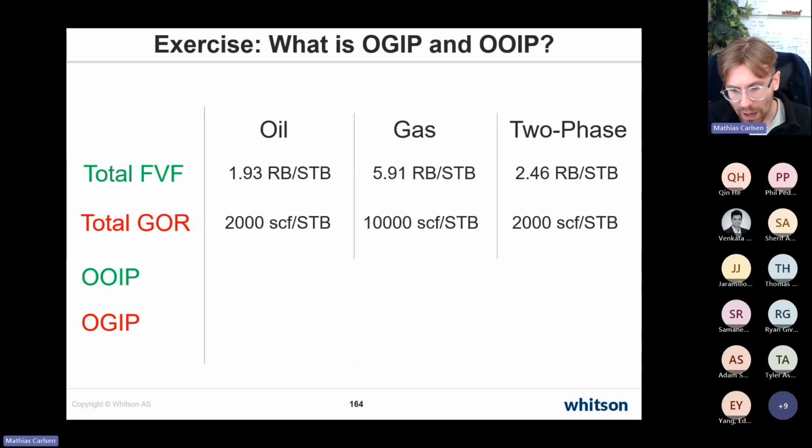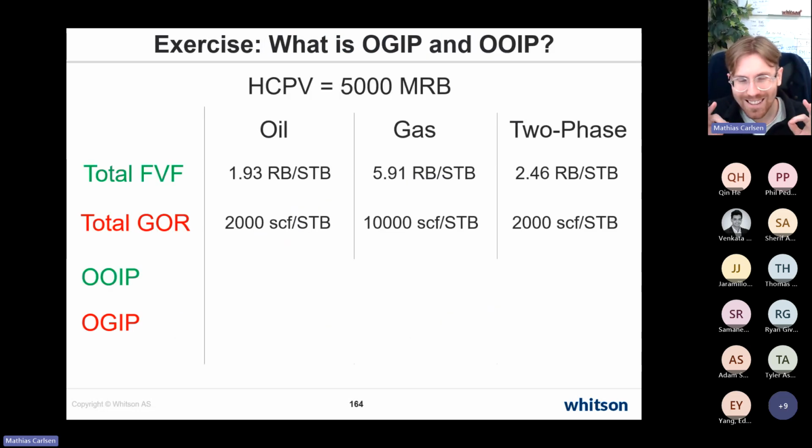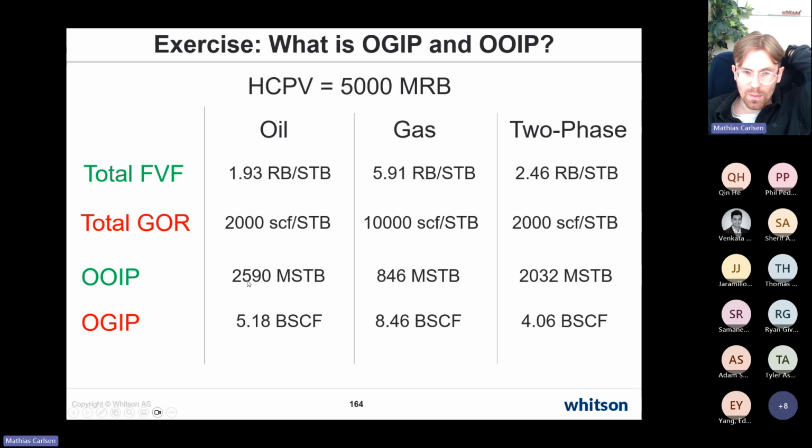So just to show you a quick example of this, let's say your hydrocarbon pore volume is 5 million reservoir barrels. And I have three different scenarios here: an oil reservoir, a gas reservoir, and a two-phase reservoir. If I wanted to calculate the oil in place for this oil reservoir, I take 5,000 and divide that by 1.93. That gives me my oil in place, around 2.5 million barrels, and then I multiply that number by 2000, and that gives me 5.2 BCF.